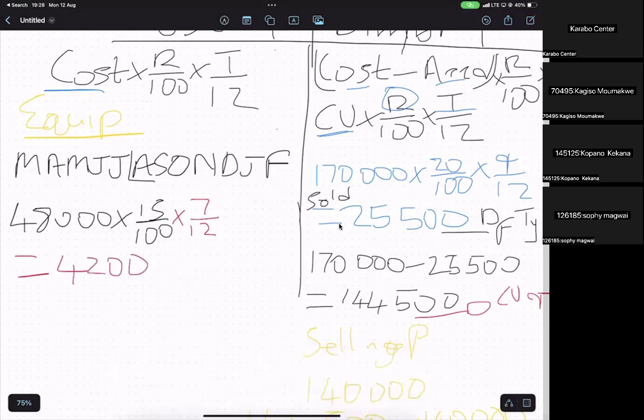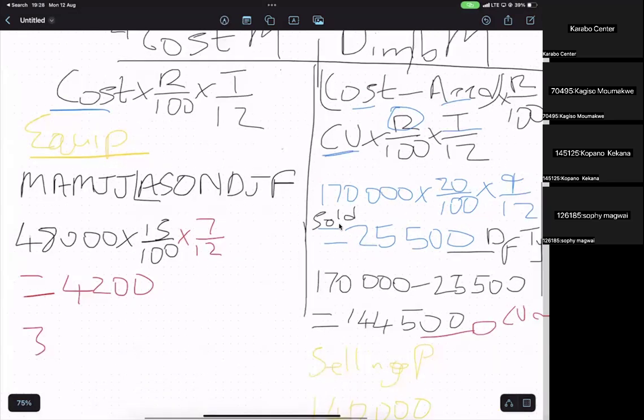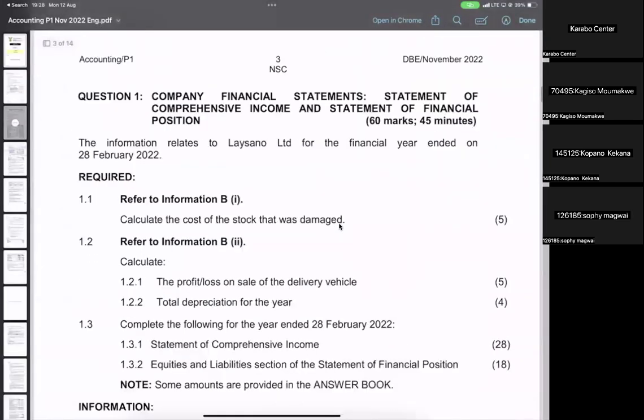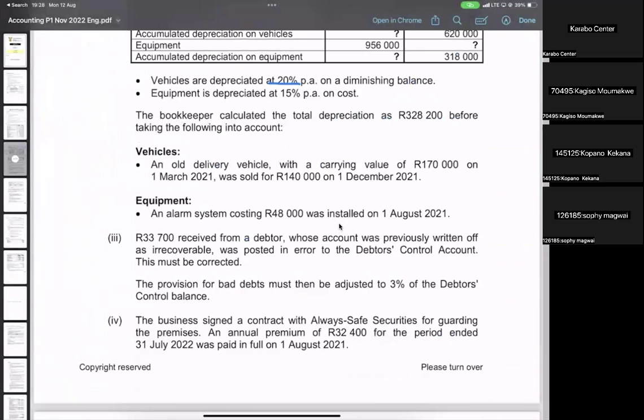So remember the question said the accountant calculated depreciation of 328,200 before taking into account the following. So what was left was the depreciation of the sold vehicles and the depreciation of the bought equipment. We already calculated the depreciation for the sold vehicle, and we just calculated the depreciation for the new equipment.